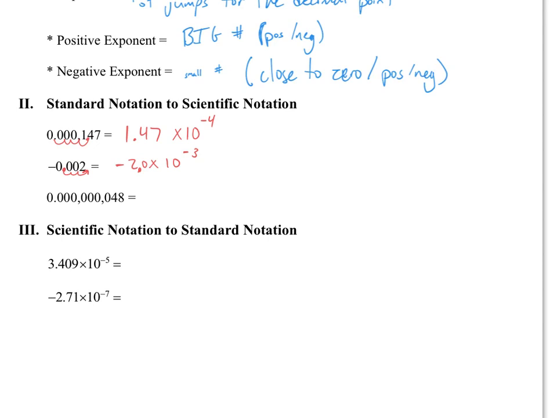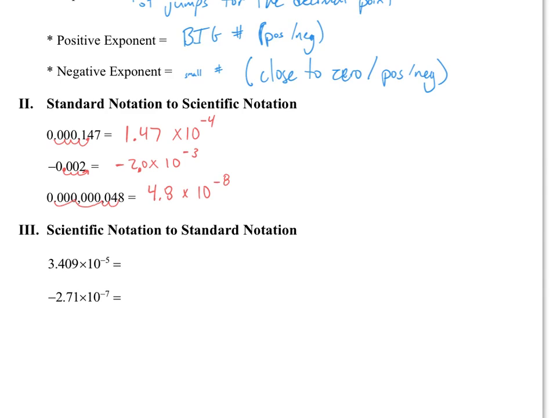Okay. Last one here for standard to scientific is 4.8 times 10. And if you look here, there's 3 jumps here, another 3, that's 6, 7, 8 jumps. So to the negative 8. So that's what we call standard notation to scientific notation.